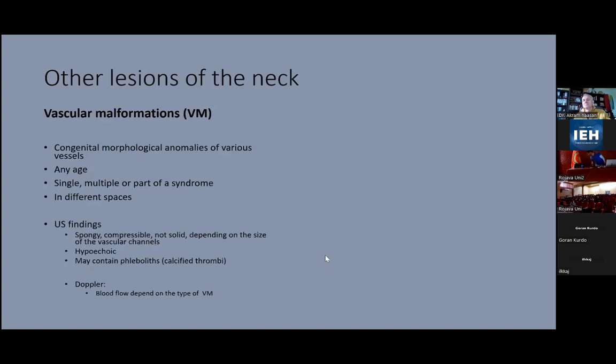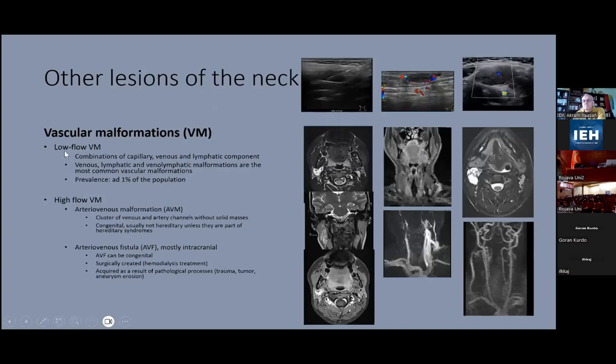They can be classified into two types. Low flow vascular malformations, as in venous malformation, lymphatic malformation, and venolymphatic malformation. Or you might have high flow vascular malformations, as in arteriovenous malformation and arteriovenous fistula. These are different patients. In the ultrasound, you see this hypoechoic area. It is somewhat difficult to diagnose in the ultrasound. Usually they are soft. Sometimes you take a biopsy, as in this one, to see the diagnosis. But MRI is the best way to investigate these patients.